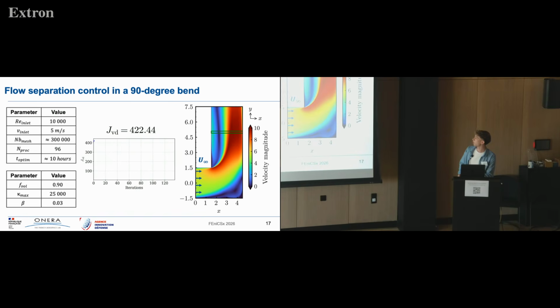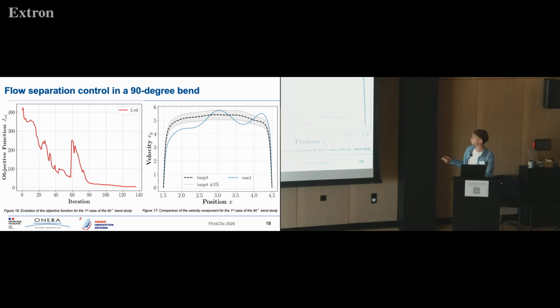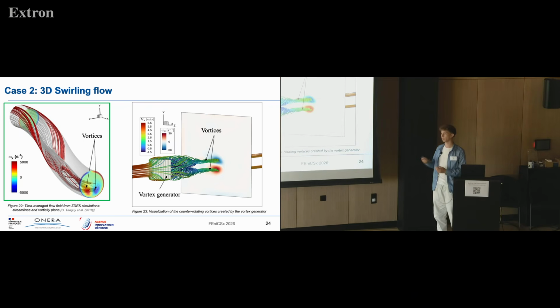In the first case, the target velocity profile is obtained from the literature, from a study at this exact Reynolds number. And for the last case, I was a little fast, but I created my own target velocity profile with this vortex generator, and this velocity profile. So you can see this is the target velocity profile I use in the optimization.